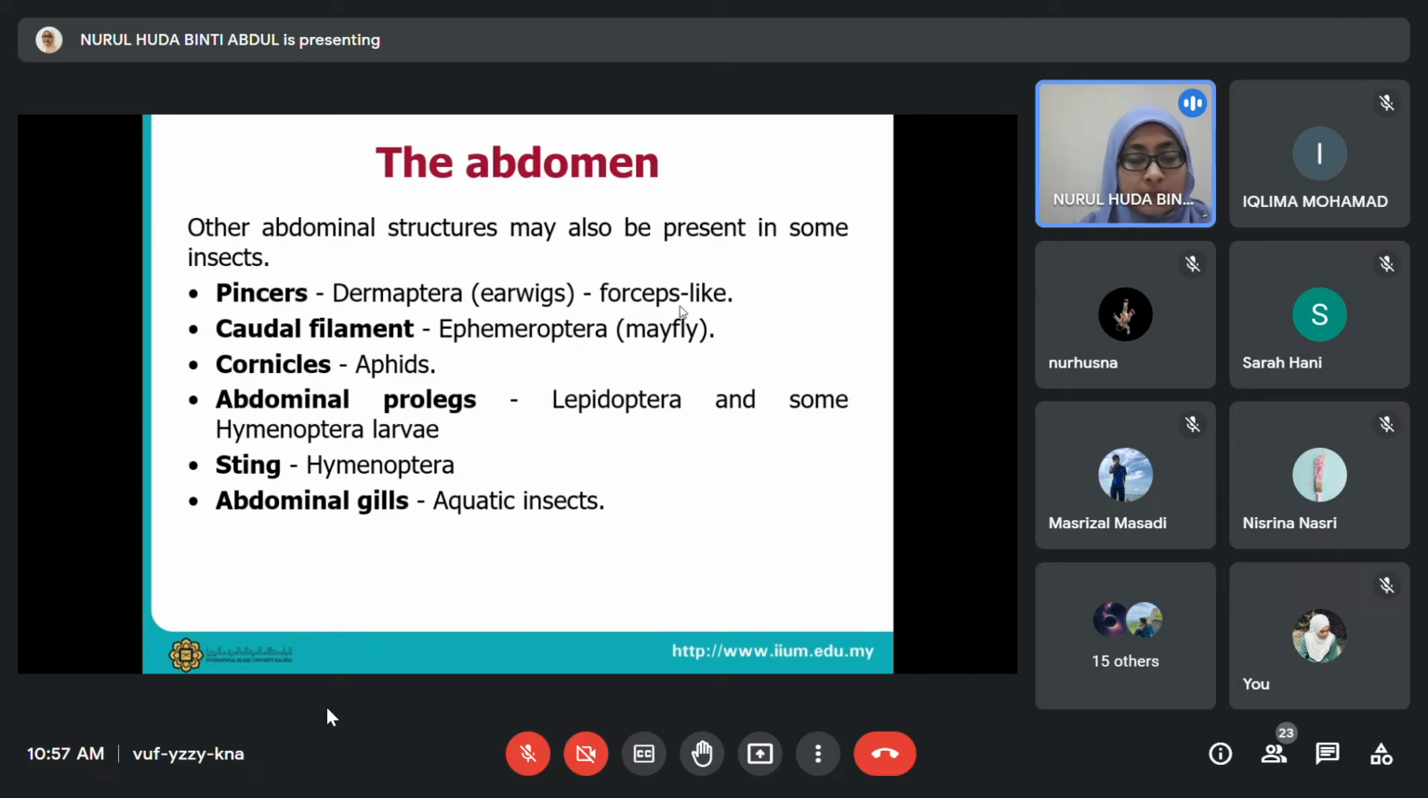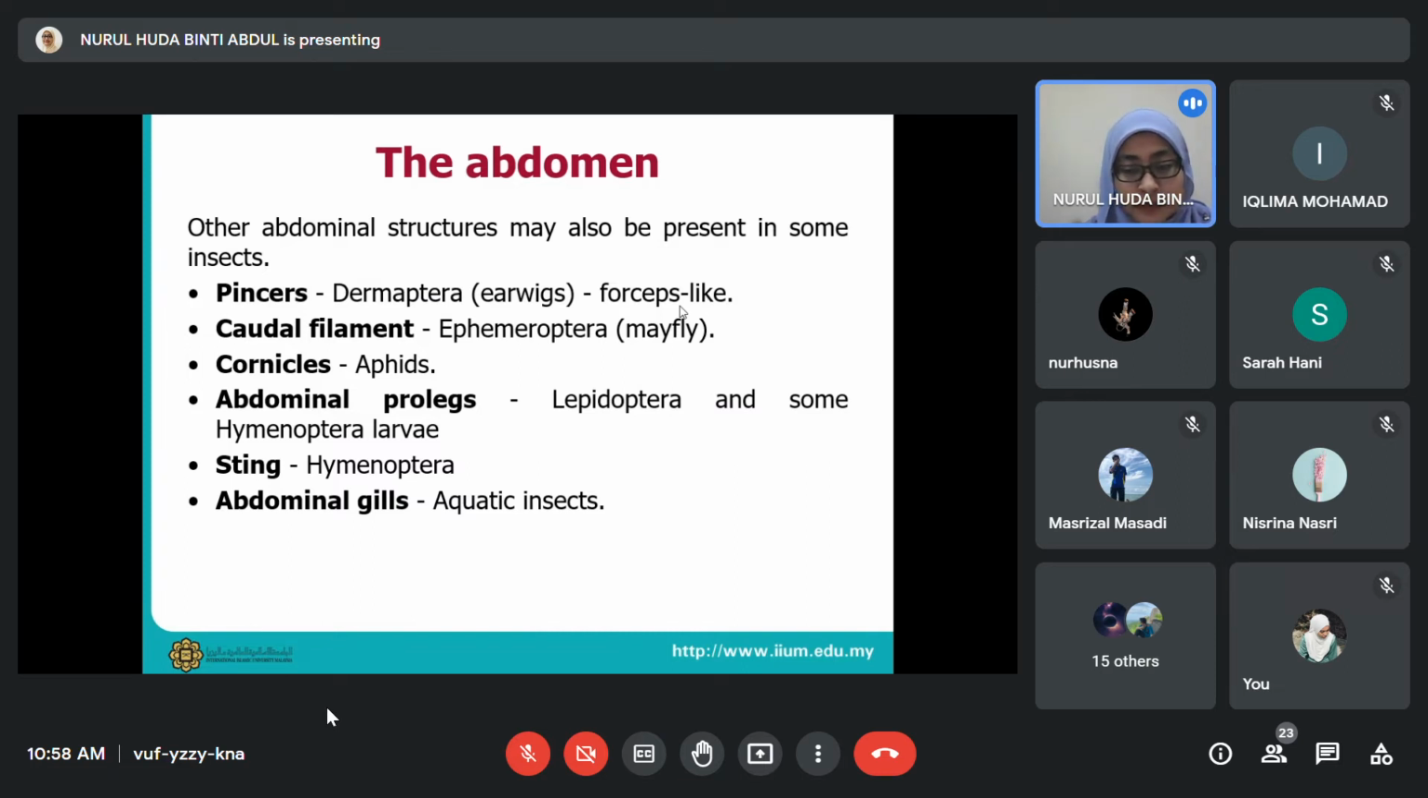Remember, the real legs are always on the thorax. So if you find Lepidopterans, for example a hairy caterpillar, what you see seems to be on the abdomen, still have legs. Those legs are actually prolegs. Prolegs, or what we call false legs, are abdominal prolegs for Lepidopterans and also some Hymenopteran larvae.